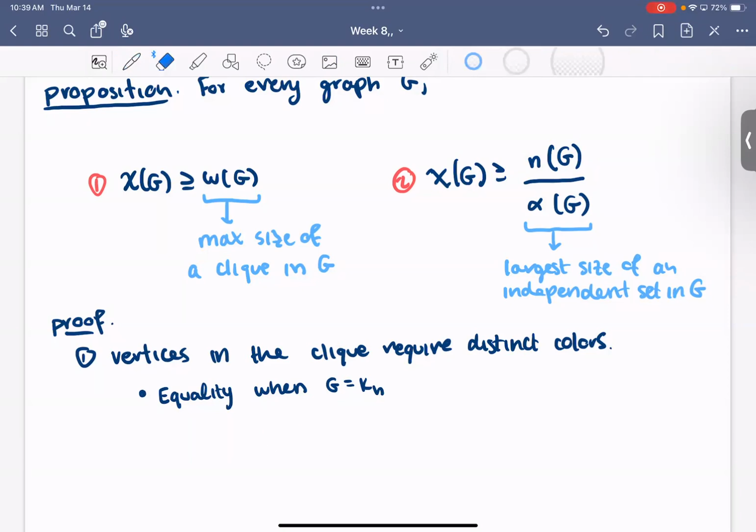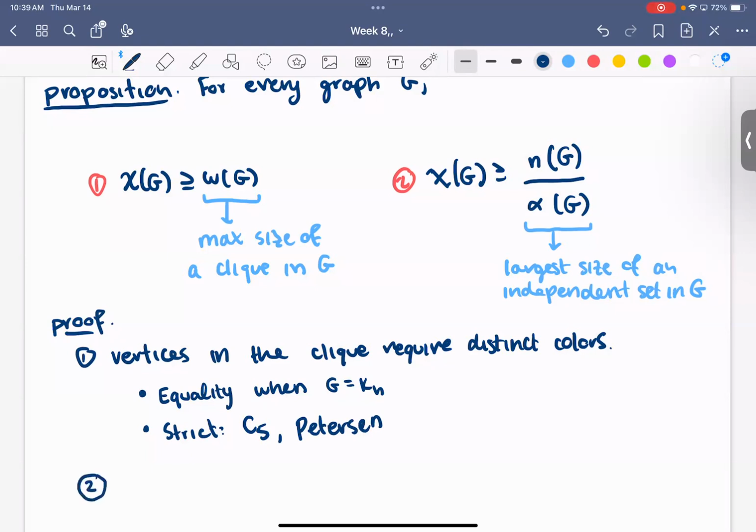Okay, you could just do C5. The largest clique there is 2. Oh yeah. And there's also the Petersen graph, because the largest clique there is also 2. Okay, good. And then what about for the other inequality? What's the argument there?